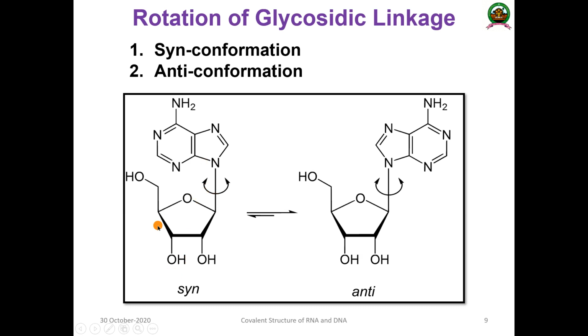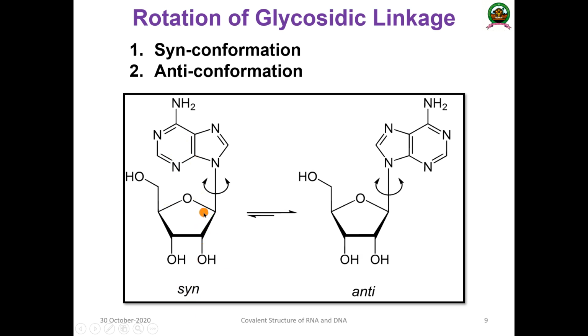So what is happening here? This is the sugar, and this is the purine. Here you can see the adenine, and the N9 to C1 bond is produced. That is the glycosidic linkage. Then if the sugar is placed like this, and the nitrogenous base is sitting just on the top, on the same side, one below the other, that is known as syn conformation.